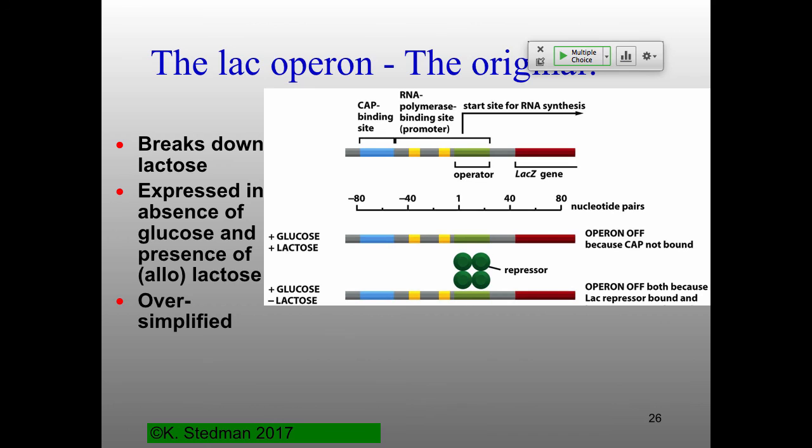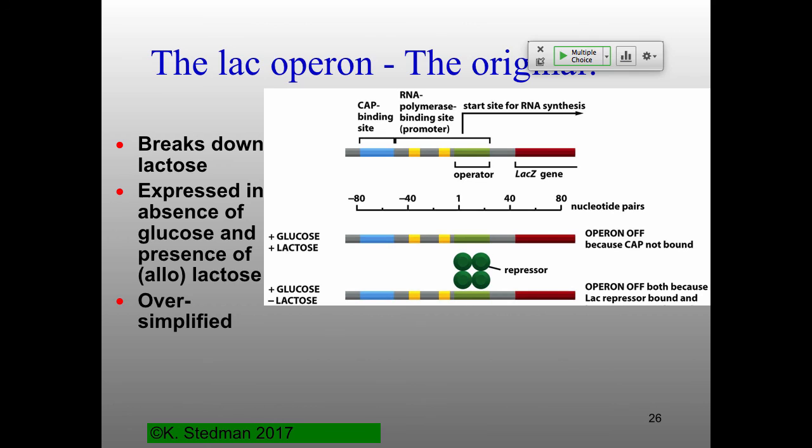So if you have lactose around, you're going to want to express the genes here, but you're only going to want to express them in the absence of glucose. If you've got glucose around, why do you need to break down your lactose into galactose and glucose? That's what lactose is made of. You've got glucose around, there's no reason to have this. If, however, you don't have glucose around and you have lactose, you want to express these genes. If you don't have lactose around, there's no point in making it either, because no lactose is not going to work. So you have two different components doing the regulation here.